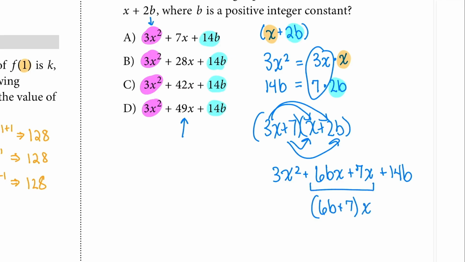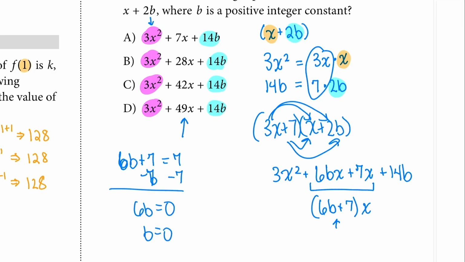So what we're going to have to do is set each of our numbers, our options, equal to this to see what it yields and to see if we get a positive integer for b. So 6b plus 7, if that equals 7, we're going to subtract 7 from both sides. We're going to get 6b equals 0, b equals 0. That's not a positive integer constant.